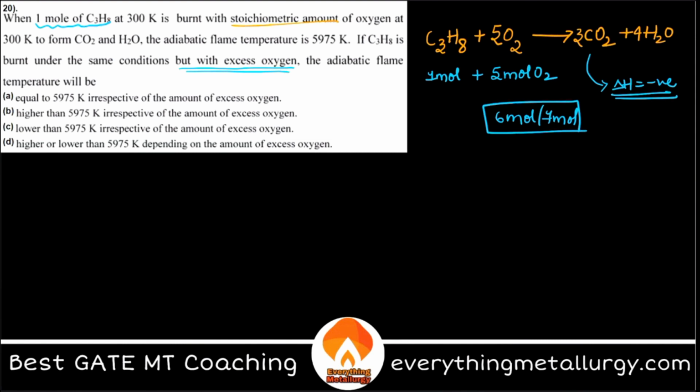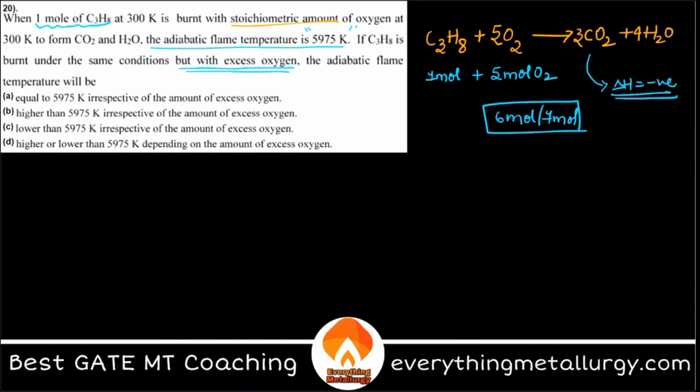Adiabatic flame temperature is when you burn this in adiabatic surroundings. So what are the options? Initially, when we use the stoichiometric amount, we got 5975 Kelvin. Now they are asking what happens if excess oxygen is used. Option A says it is the same temperature irrespective of the amount of excess oxygen. B, higher than 5975. C is lower, and D, either higher or lower depending on the amount of excess oxygen.